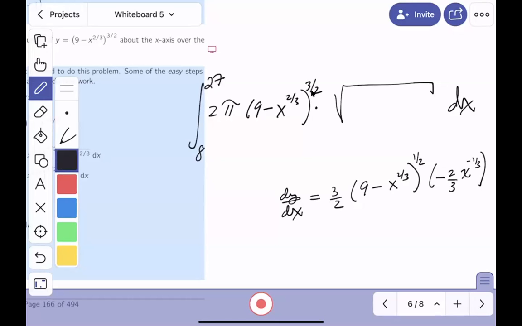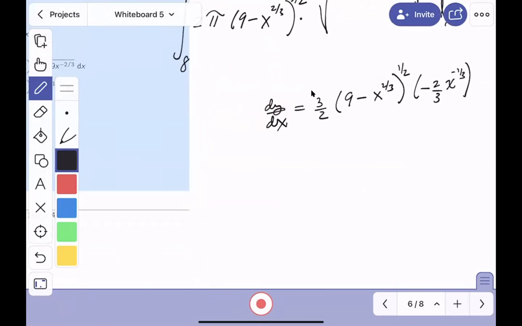So 3 halves comes down, 9 minus x to the 2/3. Take away 2 over 2, which is 1/2. Derivative of the inside, minus 2/3. I think I did okay. Then I've got to square it. It's a nightmare, I know that. And what do you get over there? You get 9/4 times 9 minus x to the 2/3.